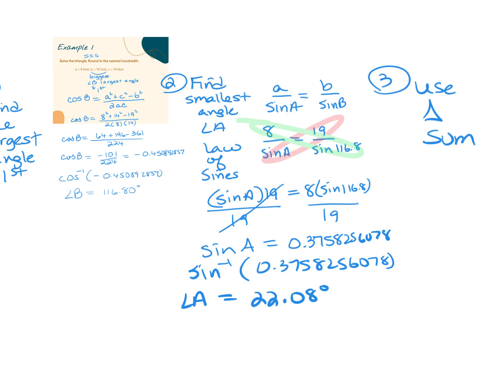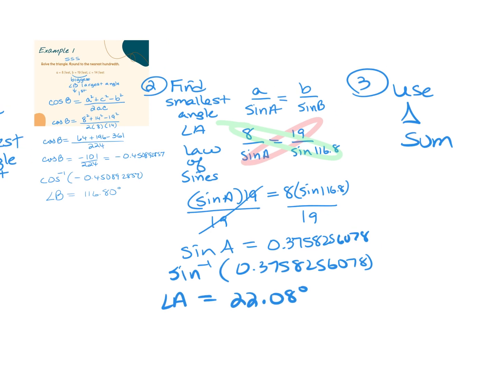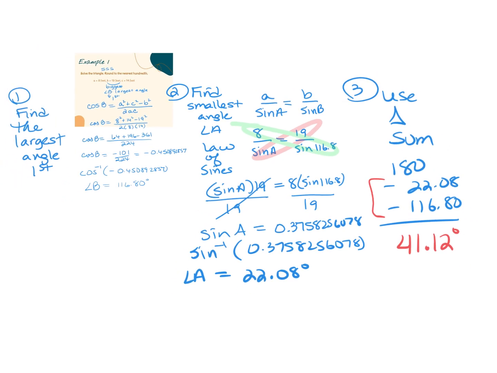Now to find the last angle, step 3, I'm going to use my triangle sum. I'm going to add the two angles I have. If you want, you can just do 180 minus the two angles you just got, all together. Or you could add these two and then subtract that from 180. Once you do this, you should get 41.12 degrees.